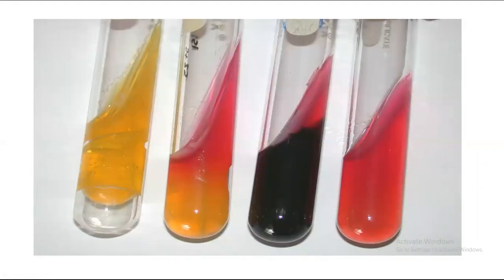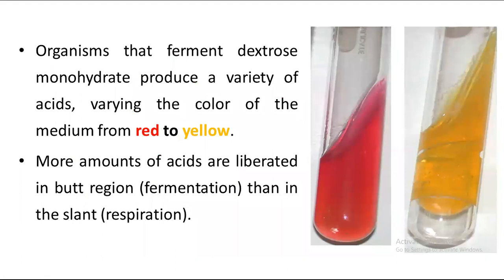So, understanding the results. First of all, one thing you should know: if the media is totally red, this means that the media is alkaline. And if there is fermentation and acid is produced, it will completely turn into yellow color.